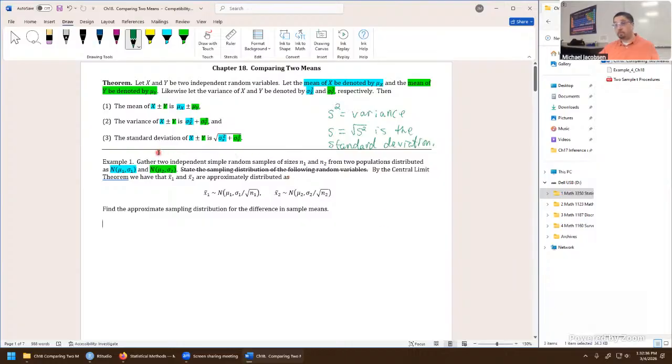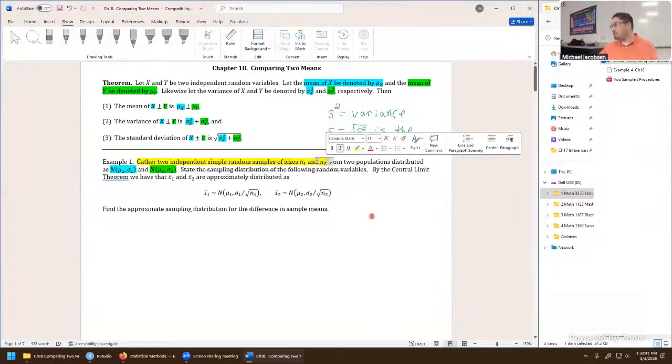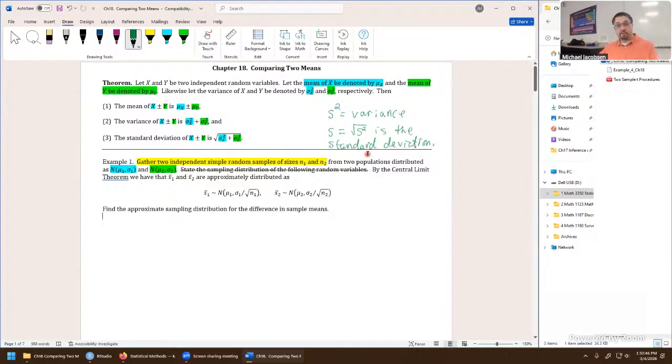But we're going to work it into this problem. We're going to say, gather two independent simple random samples of sizes n1 and n2. This will come from two populations distributed normally, but the central limit theorem can weaken that assumption if the sample sizes are large enough. We'll say, by the central limit theorem, we can write this down. The sample mean x bar 1 is distributed in this way. I'll have mu1 for its mean, sigma 1 divided by the square root of n1, sample size from the first population, for its standard deviation.